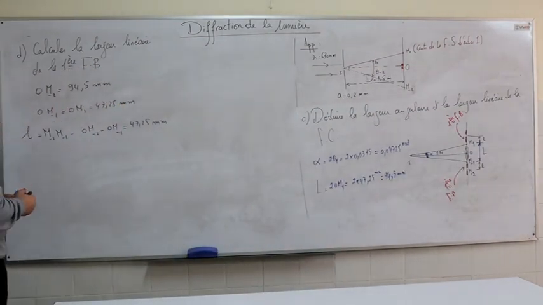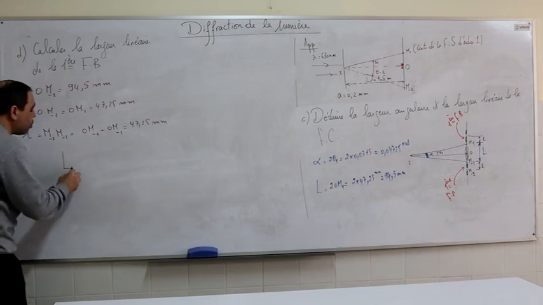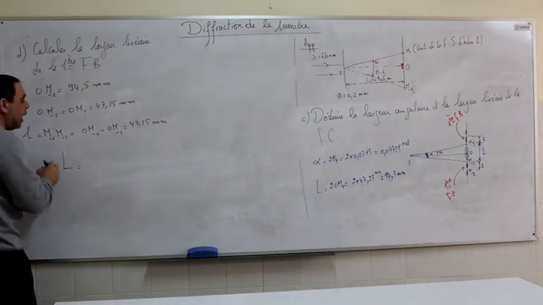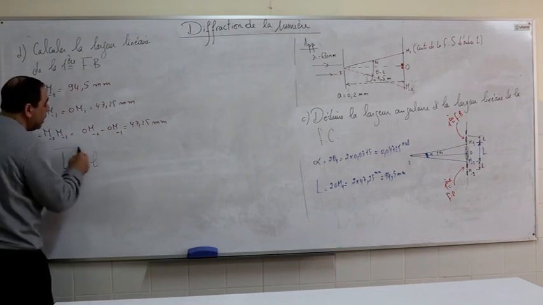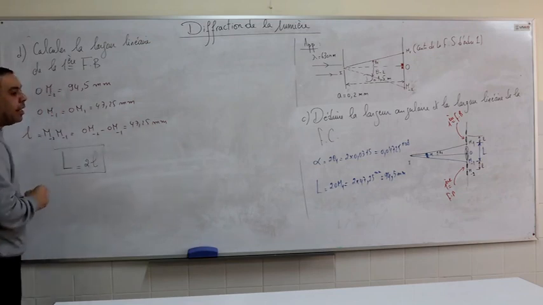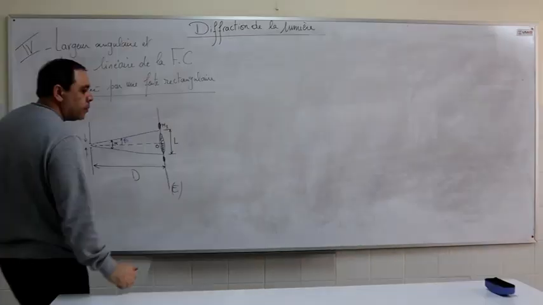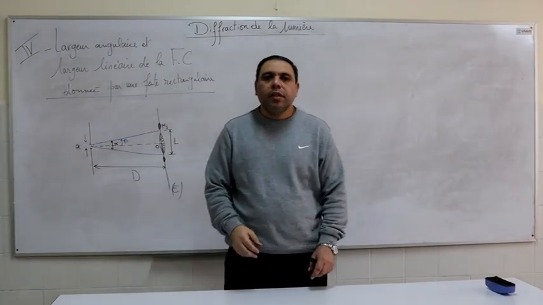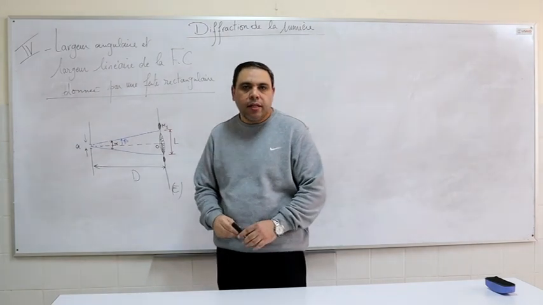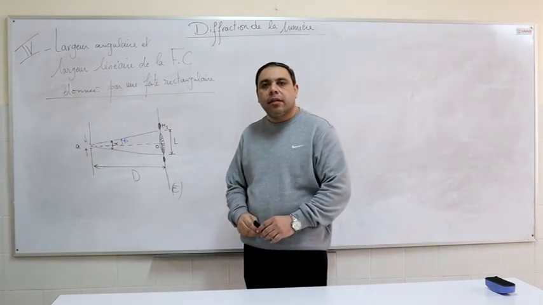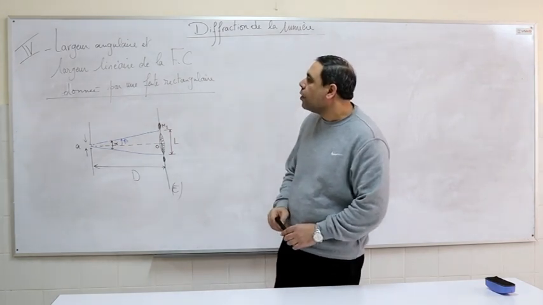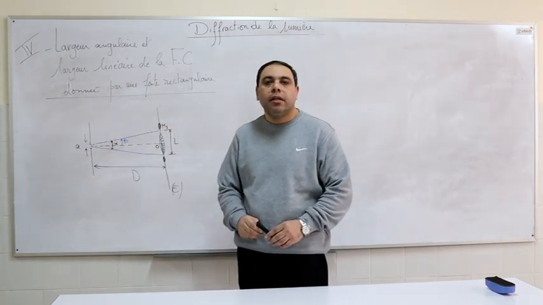If we compare the width of the central fringe L to that of the first bright fringe, you notice that L equals 2l, and this complies with the experimental observation. In this part, we want to find the general expression of the linear and angular width of the central fringe, given by a rectangular slit.